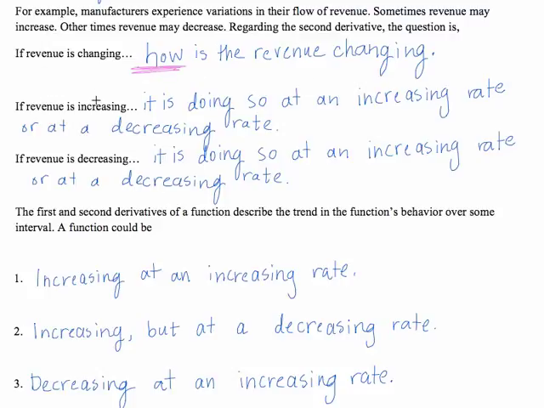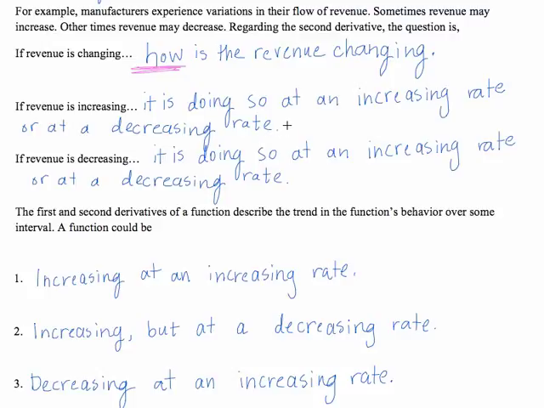If the revenue is increasing, it could be doing so at an increasing rate, or it could be increasing at a decreasing rate. That means if your revenue is going up, but it's doing so at an increasing rate, it's going up faster and faster and faster. Or if your revenue is increasing, but at a decreasing rate, at least your revenue is still increasing, but it's increasing by less and less each day or each week or each month, however your time scale is.